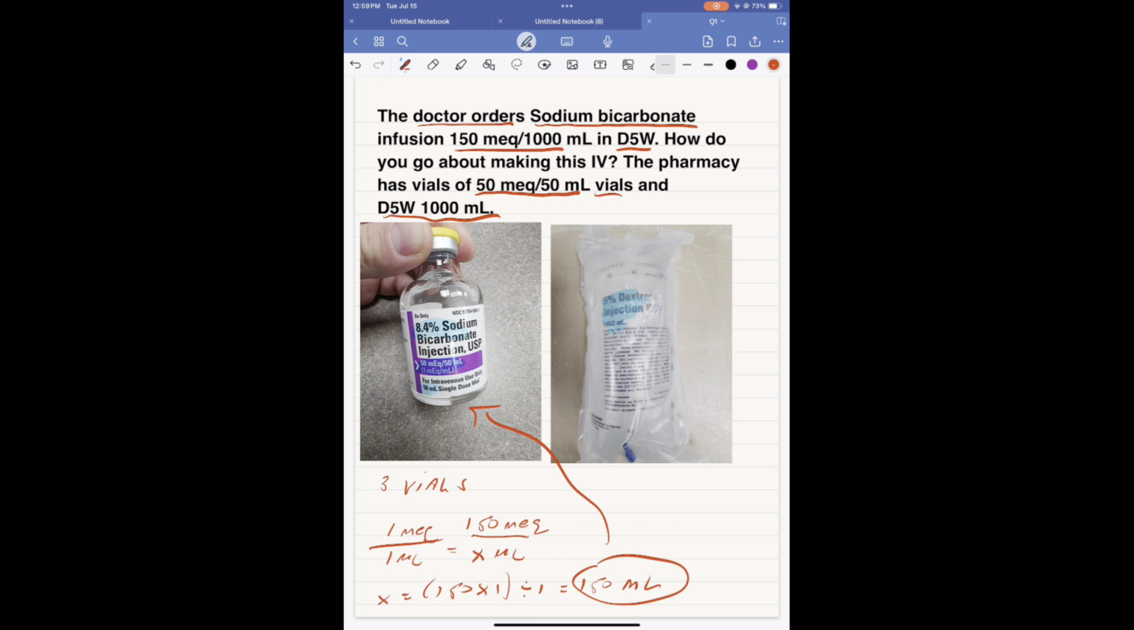And what we're going to do is withdraw. Don't forget to withdraw. Take out 150 ml from this bag of 5% dextrose. We're going to take out 150 and put in 150 of this 8.4% sodium bicarb. And that's it.